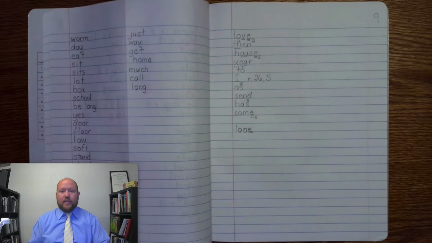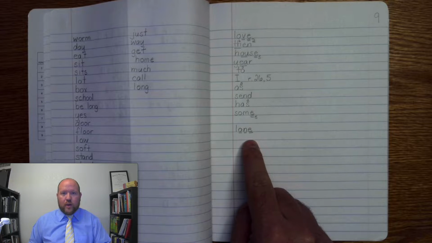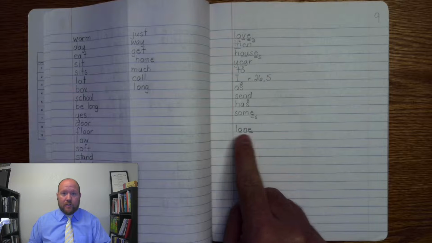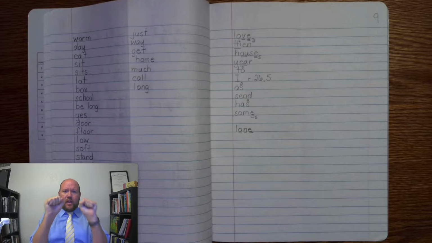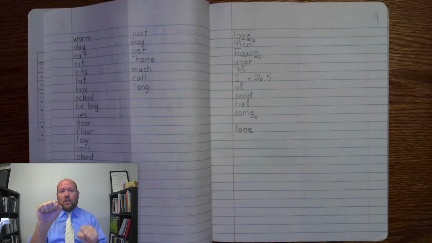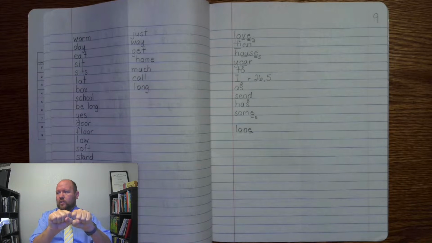Now the next word is alone. So if someone is lone, like the lone ranger, it's a ranger who's all by himself. And if you're all by yourself, you're alone. Okay, so two hands for this one. Alone. Prefix A, base word, lone. I write A, add lone to make the word alone.